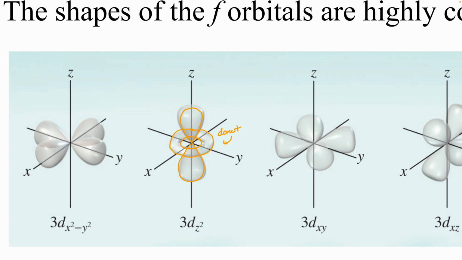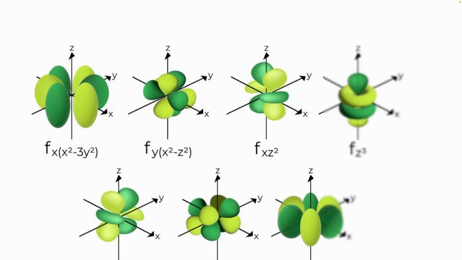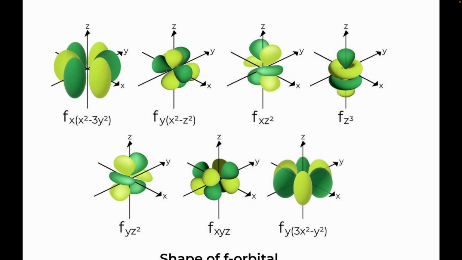There's one more, the f orbitals. I don't expect you to be able to recognize these ones other than they're just way more chaotic. There's more and more little lobes to each of these orbitals here. What's important is what is the total number of f orbitals that we have here? 7. So there are 7 different ones.